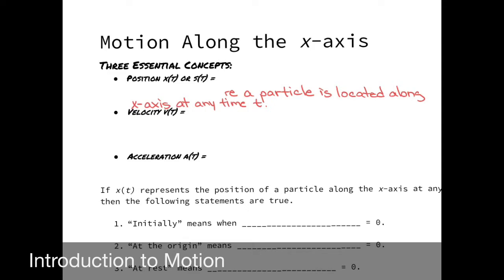Now, velocity. Velocity is represented as v of t, and we know that this would be the first derivative of position, and we could notate it in this way. Now, velocity determines how fast the position of the particle is changing at time t.